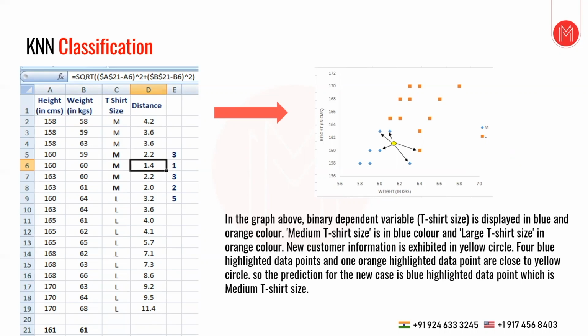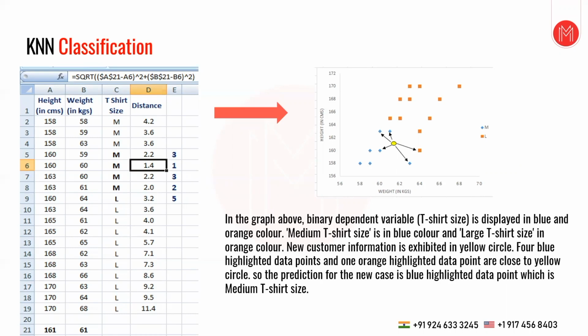If you look at this diagram, the yellow point represents Monica, the blue points represent the medium t-shirt size, and the orange squares represent the large size. Out of five, four points are blue, so Monica fits the blue group. Monica will go with the medium size.